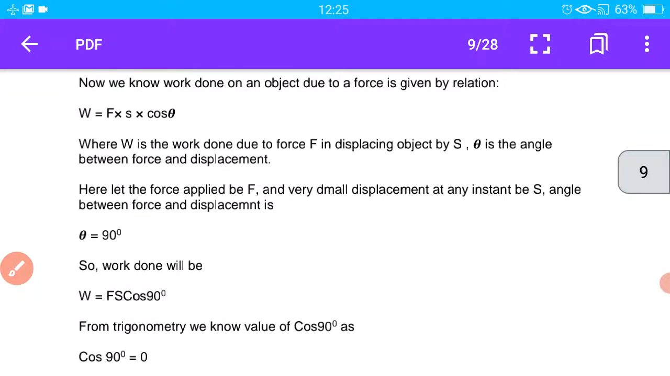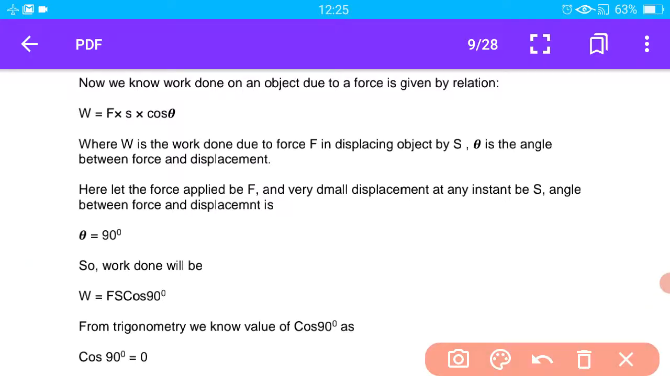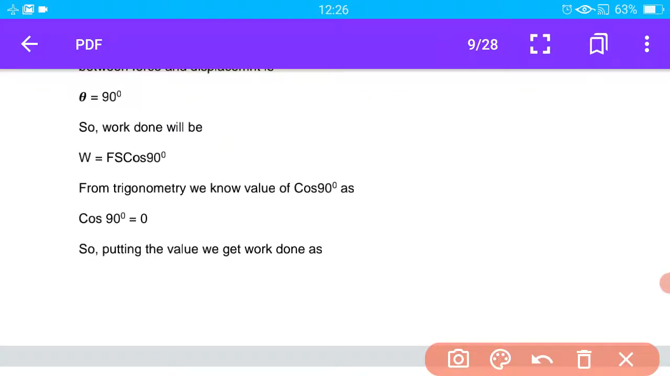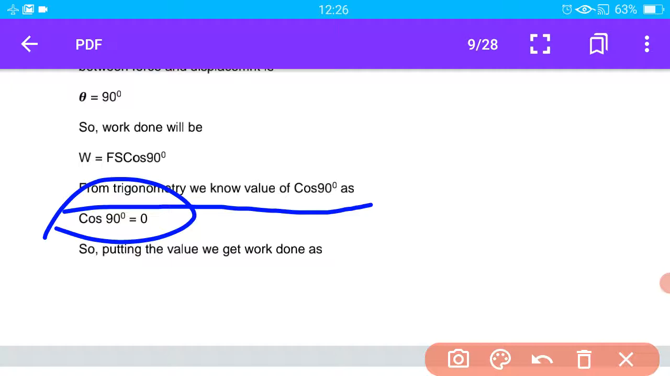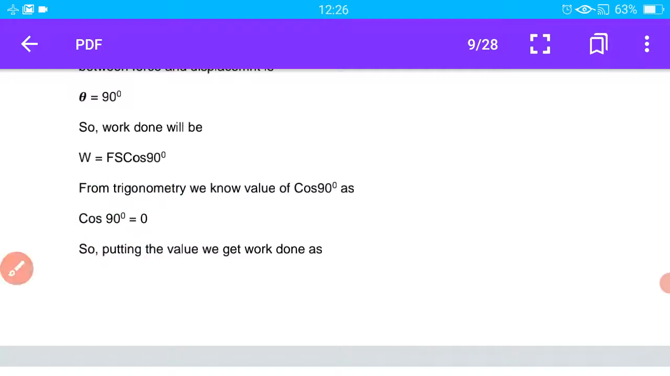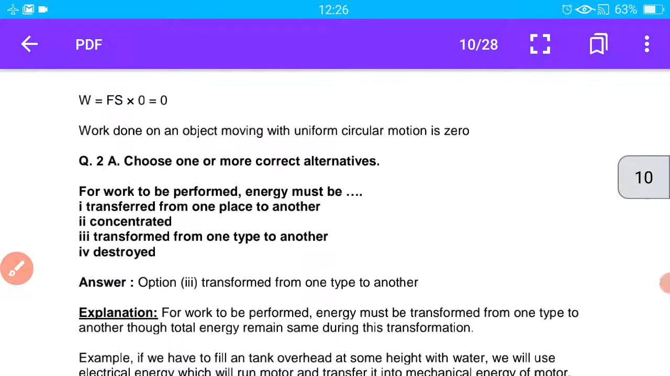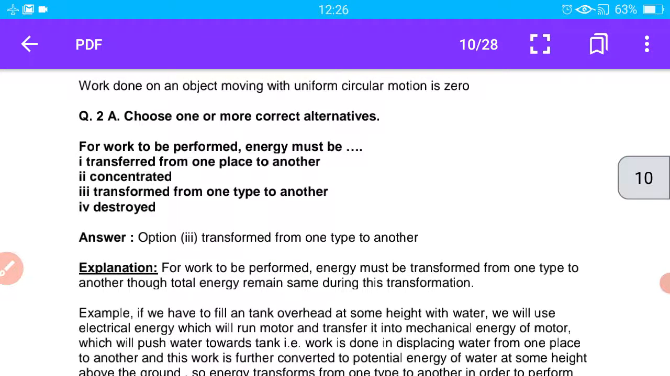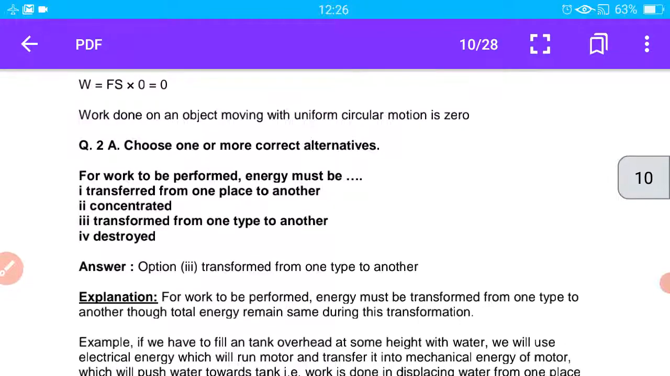Hence, let the force applied be F, and the displacement at any instant be very small S. The angle between force and displacement is theta equal to 90 degrees. So the work done will be W equals F S cos 90 degrees. From trigonometry we know that the value of cos 90 is equal to 0. So putting in the value, we get the work done as W equals F S into 0, equals 0. And the work done on an object moving with uniform circular motion is 0.